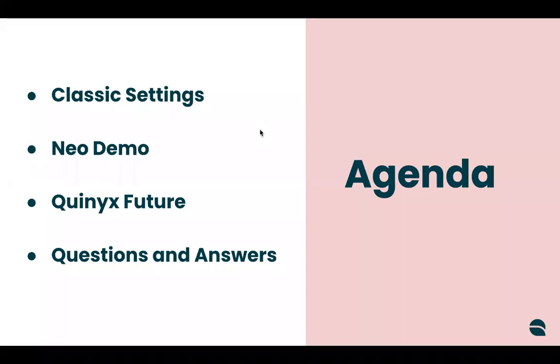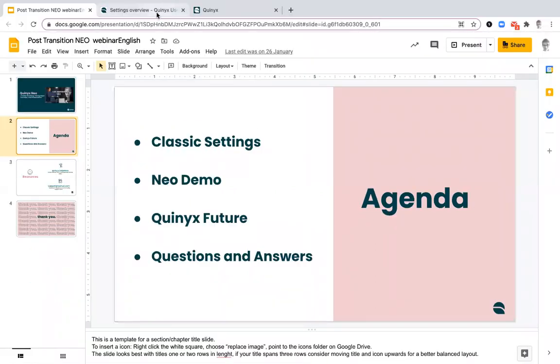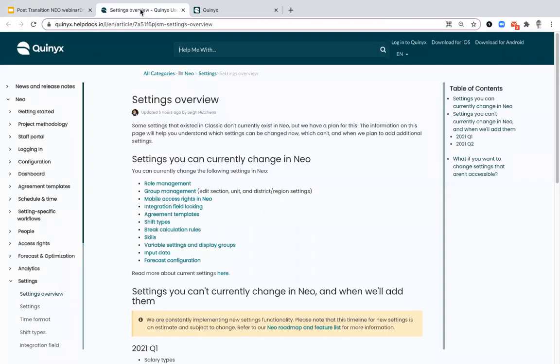Let me dive right into what I mentioned about what Classic settings are not yet available in Neo, and when the plan is to get them in there. So if you haven't seen our Help Docs feature, our online manual, this basically has everything you need to know about Quinyx. I'll show you a little bit more where to find it and the sort of information that you can find in there in a little bit, but I just wanted to show you this particular article.